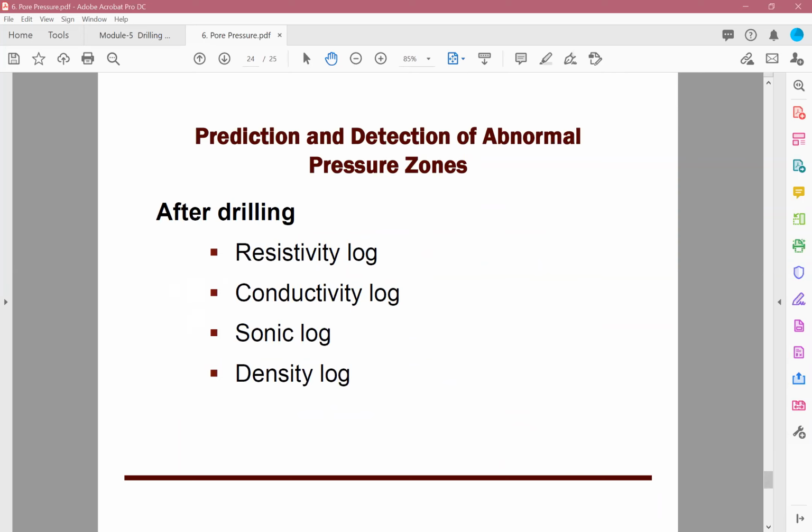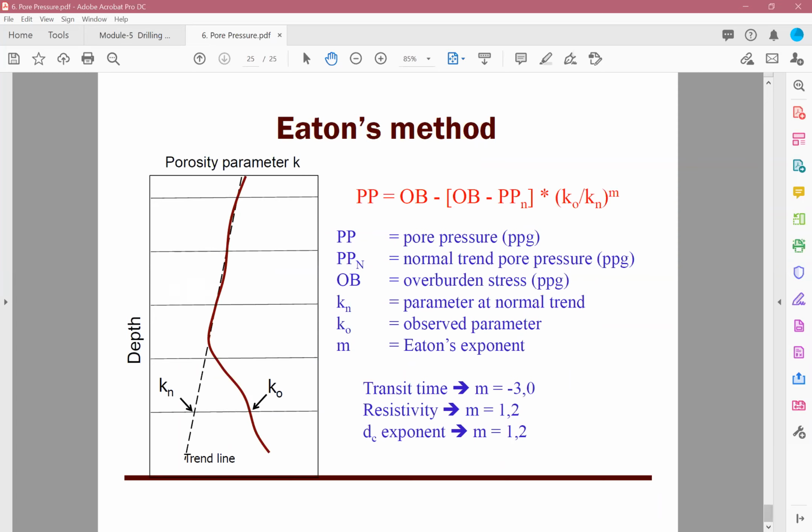There are many well logs: resistivity log, conductivity log, sonic, density. Each of them could have different trends. The main equation that we use is called Eaton's method, and it is described here with this equation. I'm going to describe what this equation means.